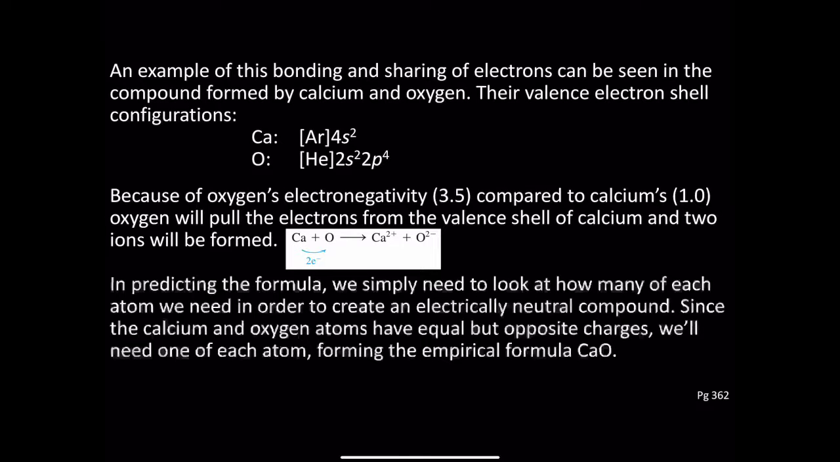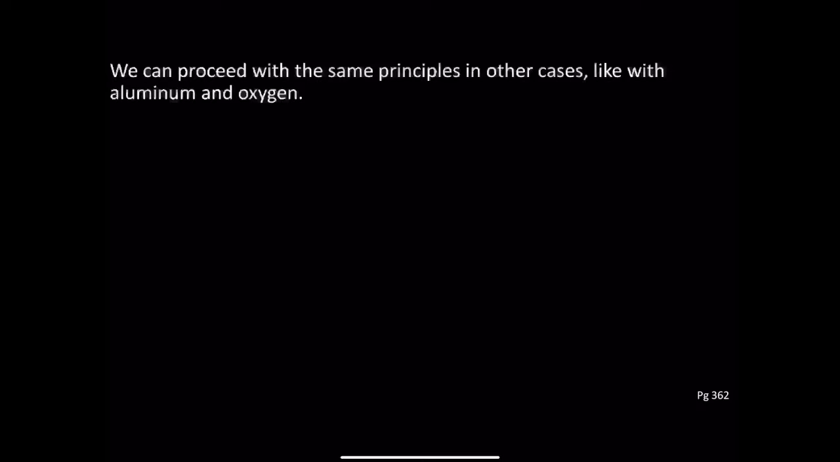So in predicting the formula, we simply need to look at how many of each atom we need in order to create an electrically neutral compound. And since calcium and oxygen ions have equal but opposite charges, we'll just need 1 of each, forming the empirical formula of calcium oxide, CaO. And you might remember having done this a while before, but we're going to get to look at it a little bit more now as well. We can proceed with the same principles in other cases.